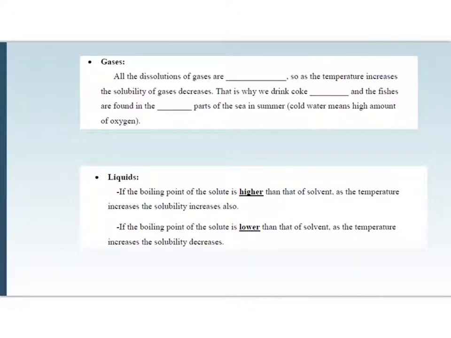All the dissolution of gases are exothermic. This is really important. So as the temperature increases, the solubility of the gases decreases. That's why we drink Coke cold. And the fish are found in the deeper parts of the sea in summer.